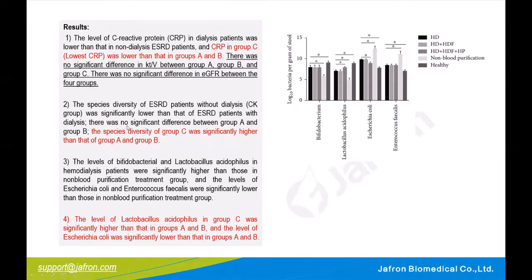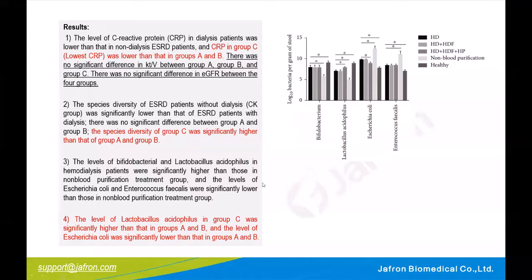And also another finding is that the species diversity of group C is significantly higher than that of group A and group B. And also, how to say, the microbiota situation in group C is much better compared with group A and group B, with a different distribution of the intestinal bacteria.